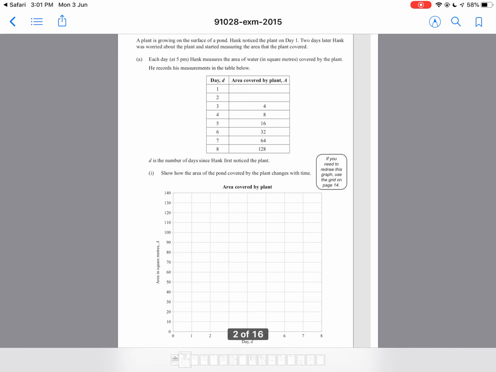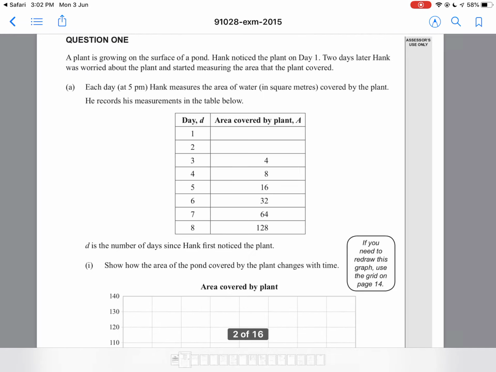Hey guys, welcome to 2015 Level 1 Investigate Relationship between Table Equation and Graphs, which is 2015. I'm going to walk through the exam paper.